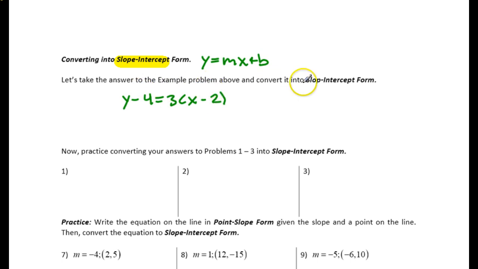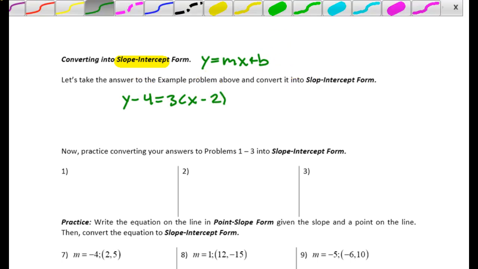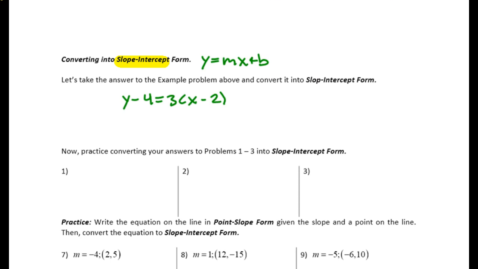Okay, so to convert it to slope-intercept, really all we do is solve it. Okay, so you're going to solve it like a normal equation. So if I scan my equation, how should we start here? We always, if we can, always distribute first. So that's the very first thing we're going to do. So this side will still be y minus 4, and it's going to equal 3 times x is 3x. And 3 times, remember the sign in front, -2 is a -6.